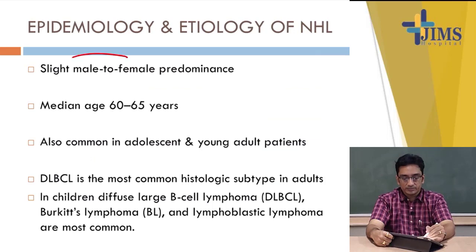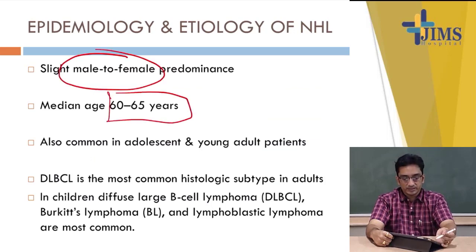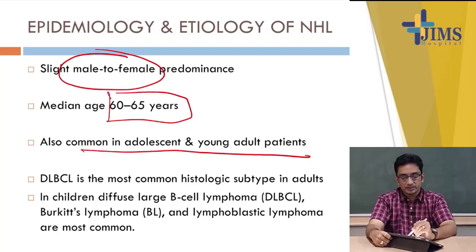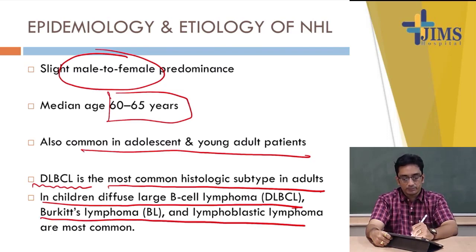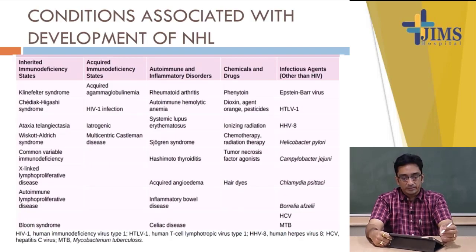Epidemiology: slight male to female preponderance, median age is 60 to 65 years, also common in adolescent and young adult patients. Diffuse large B cell lymphoma is the most common histologic subtype in adults. In children, diffuse large B cell lymphoma or DLBCL, Burkitt's lymphoma and lymphoblastic lymphoma are most common. These are very important again for your MCQs.